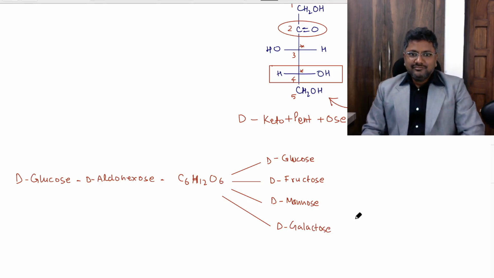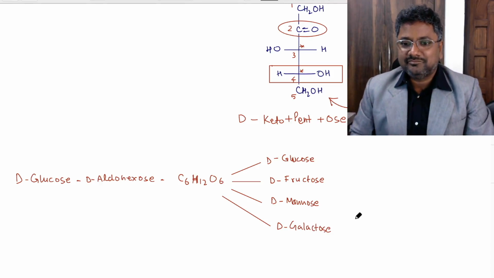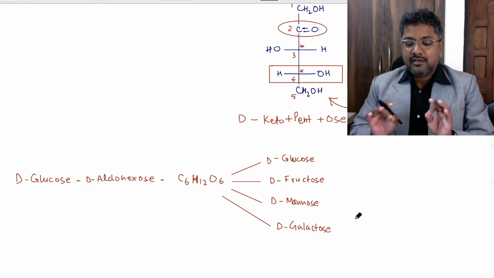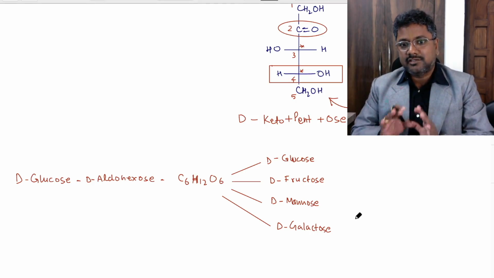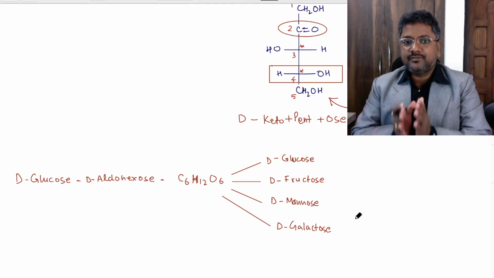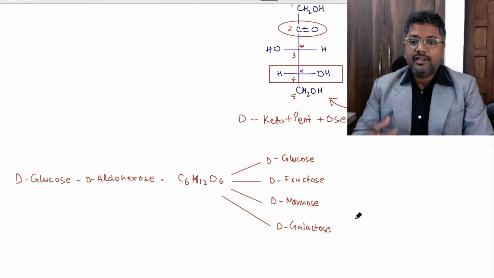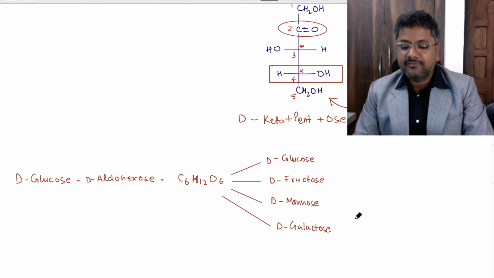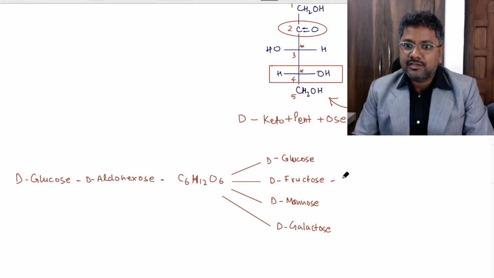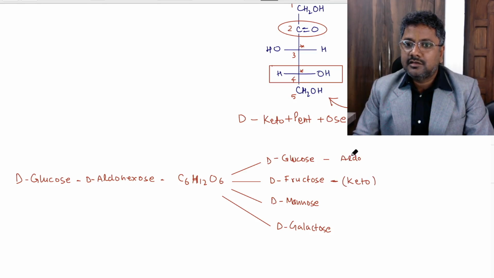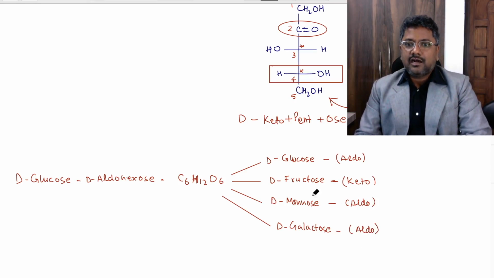See, so how to differentiate them? This is very, very important. Glucose, fructose, mannose, galactose, the D series, all have the same molecular formula, but different orientation of OH groups. They may also have different functional groups. See, fructose is a keto sugar, and the rest are all aldo. This is aldo, this is also aldo, and this is also aldo, right?